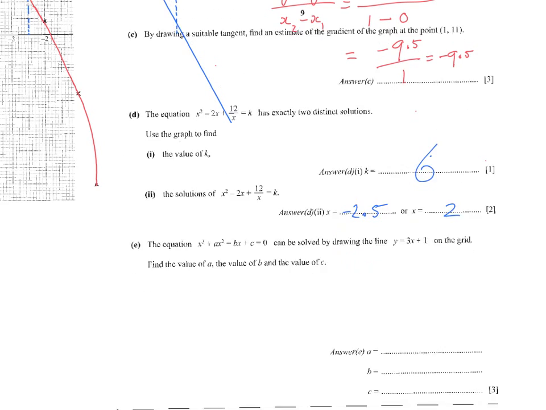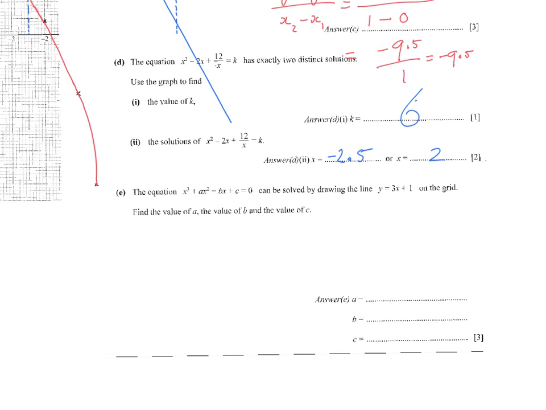Good. Is it already the last question? Yeah, it is, for 3 points. The equation x to the power 3 plus ax squared plus bx plus c equals 0 can be solved by drawing the line y equals 3x plus 1 on the grid. Find the value of a, the value of b, and the value of c. Okay, now that is interesting.